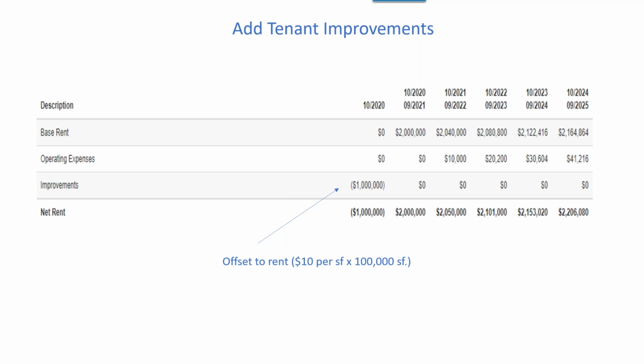So here we added in the improvements. You see that's a negative because that's something that we've got to pay $1 million to the tenant the first year to build out their space. So that is a negative, and then we have a bunch of positives, again, from an owner's perspective, what they're receiving, so what they have to pay out in the allowance. That was the $10 per square foot times the 100,000 square feet, and then you've got the amount you're actually going to receive in rent.